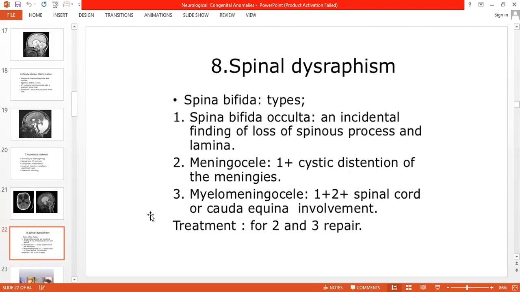Spinal dysraphism, which is also known as spina bifida. There are two types of it, occulta and aperta. Occulta means hidden, and it is usually skin covered. There is no skin deformity, there is no skin lesion, there is no skin swelling. The defect in this case is malformation or non-formation of the spinous processes and the lamina of the vertebral column.